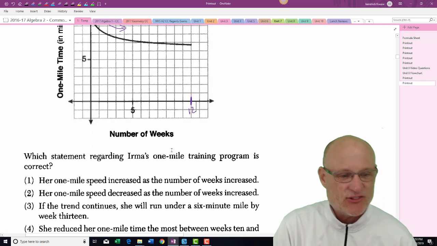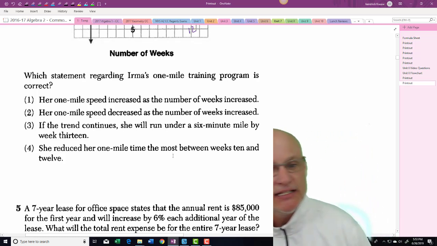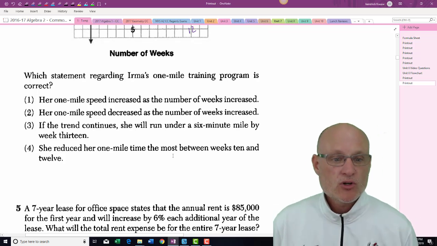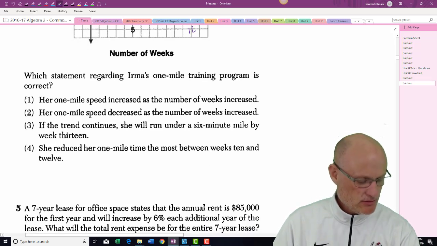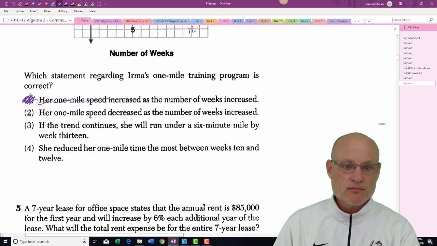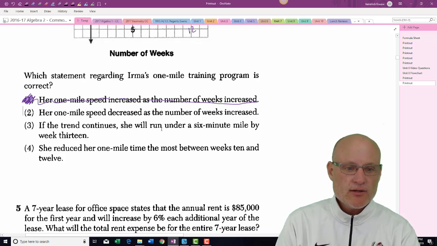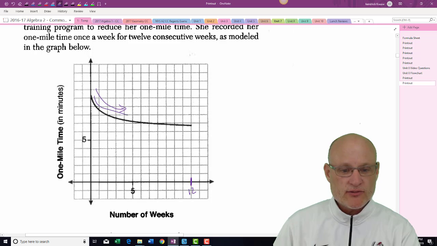So we got to figure out which statement is correct. Her 1 mile speed increased as the number of her 1 mile speed. It's not speed, it's time. It has nothing to do with speed. Well, I guess they really should say 1 mile time. So her 1 mile speed decreased. Wow. I don't like the way they're answering this question, and I don't have the answer key with me. And I'm not a big fan of the way they ask this. This is time.